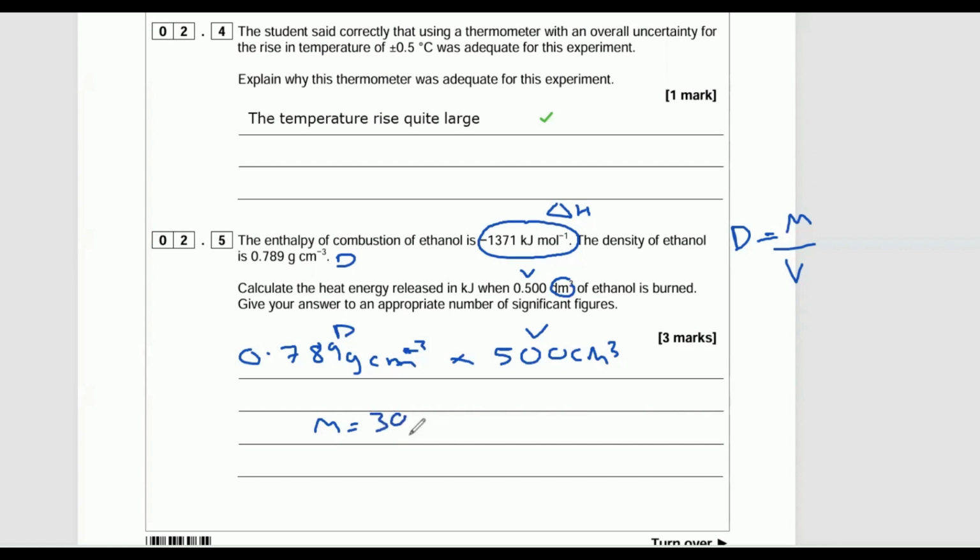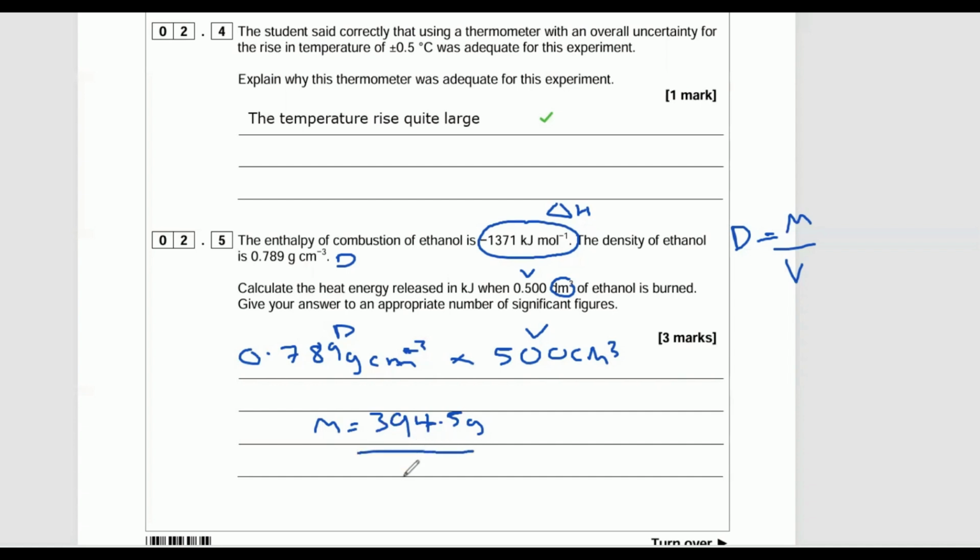So I have 394.5 grams of ethanol that has been combusted and released that. They now want me to work out how many kilojoules that was in that volume of ethanol. So this is the mass that released that. I need to get rid of this mole to the minus 1. What I'm going to do is find out the moles. So let's find out the moles.